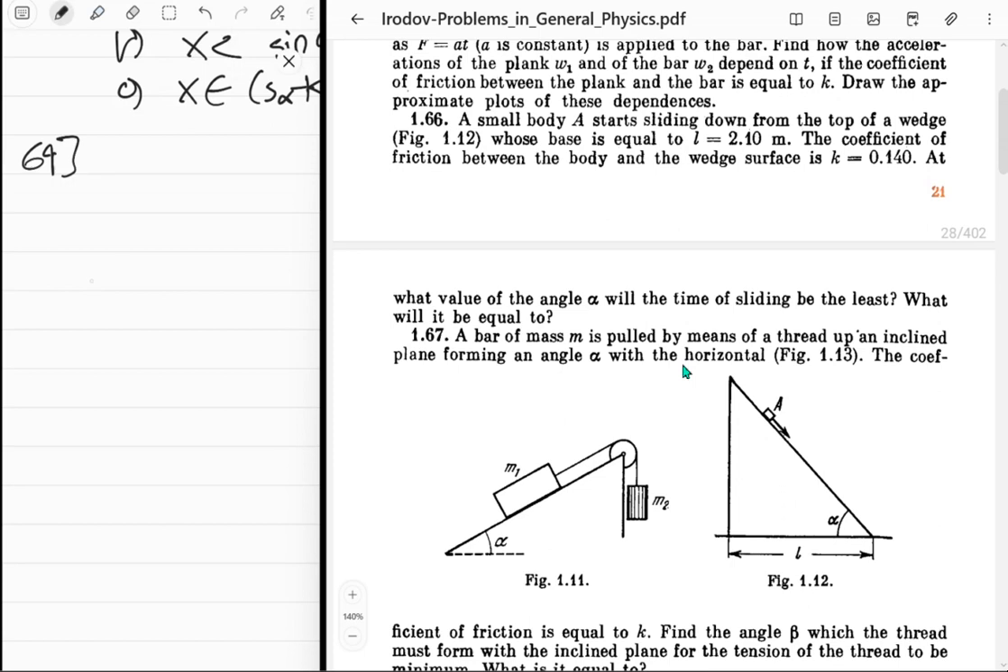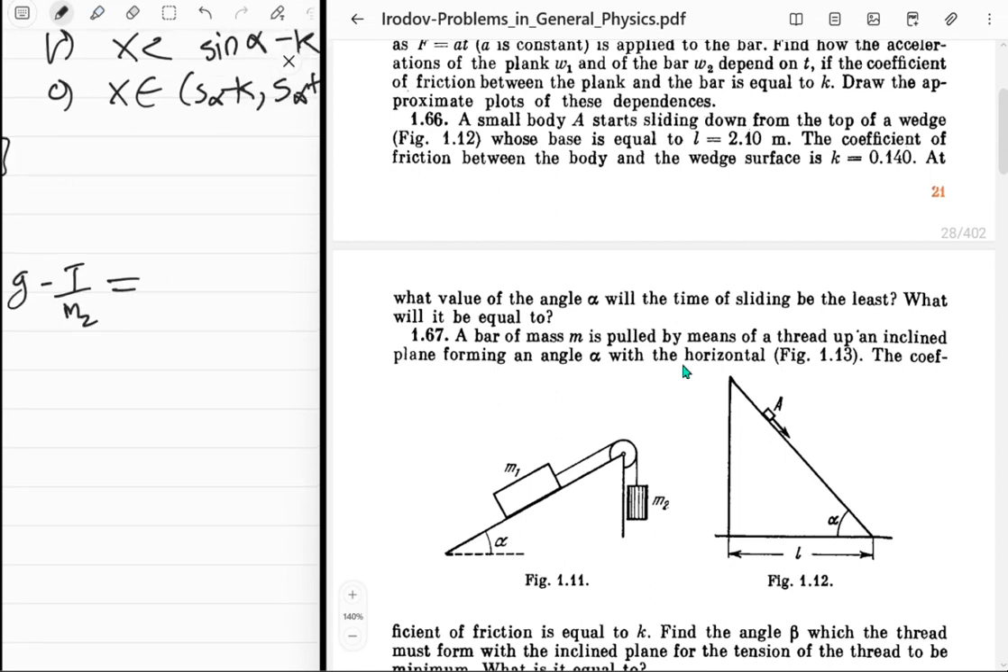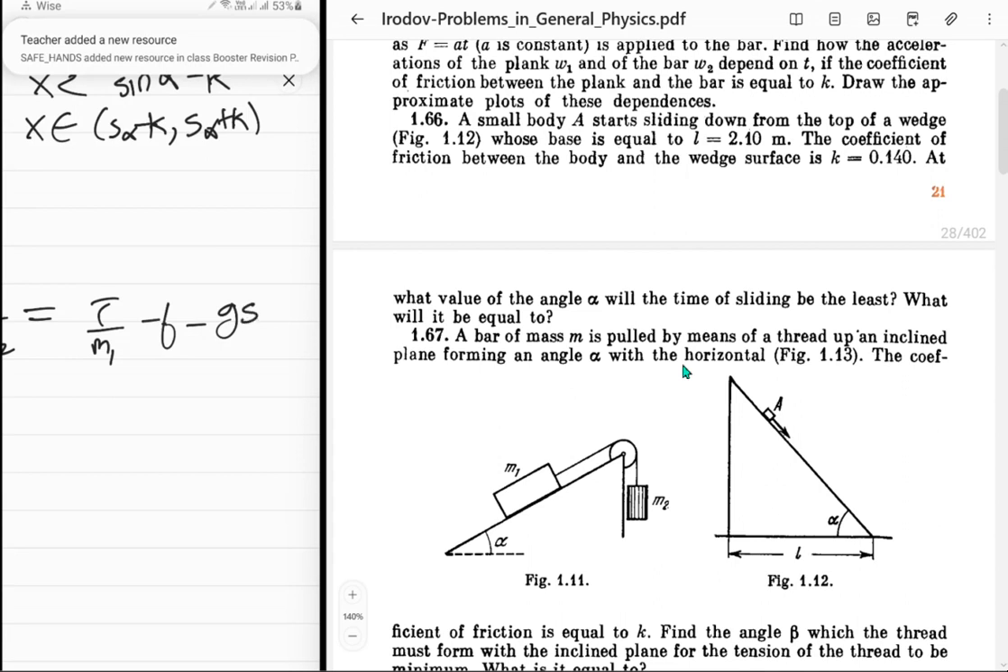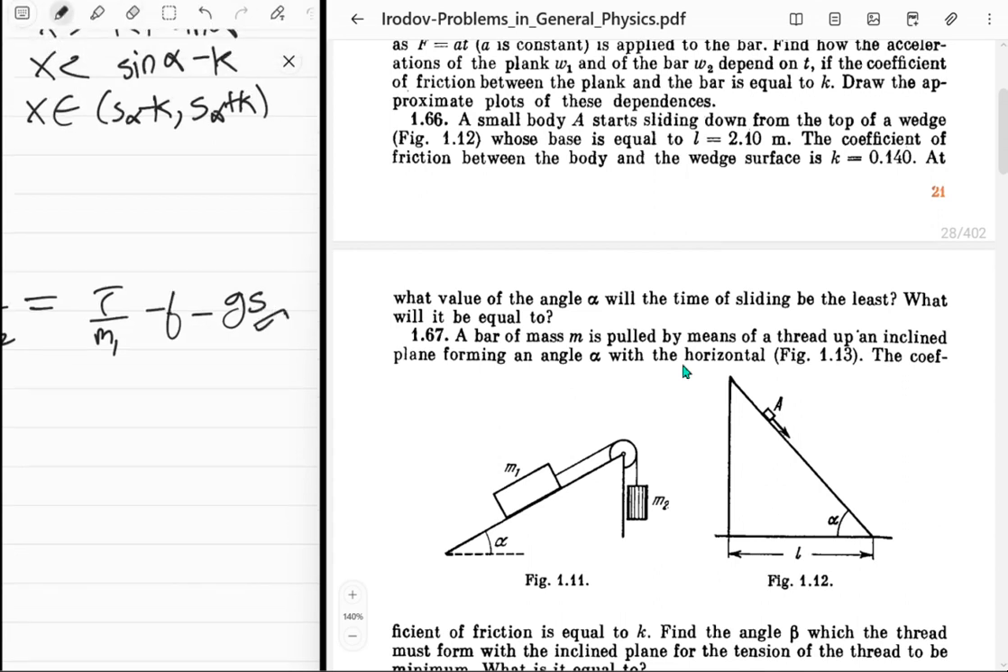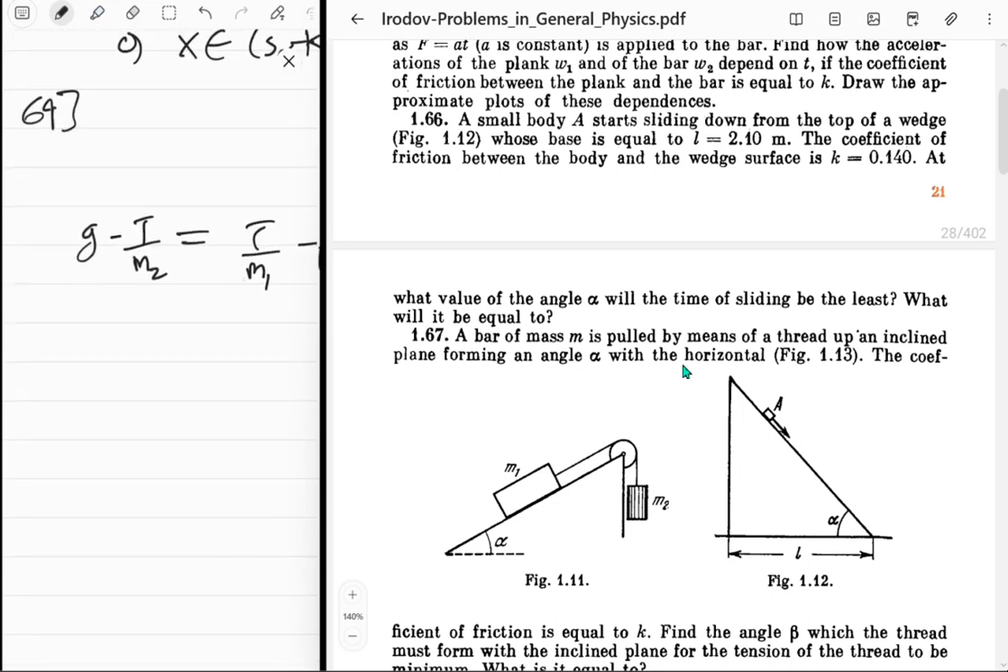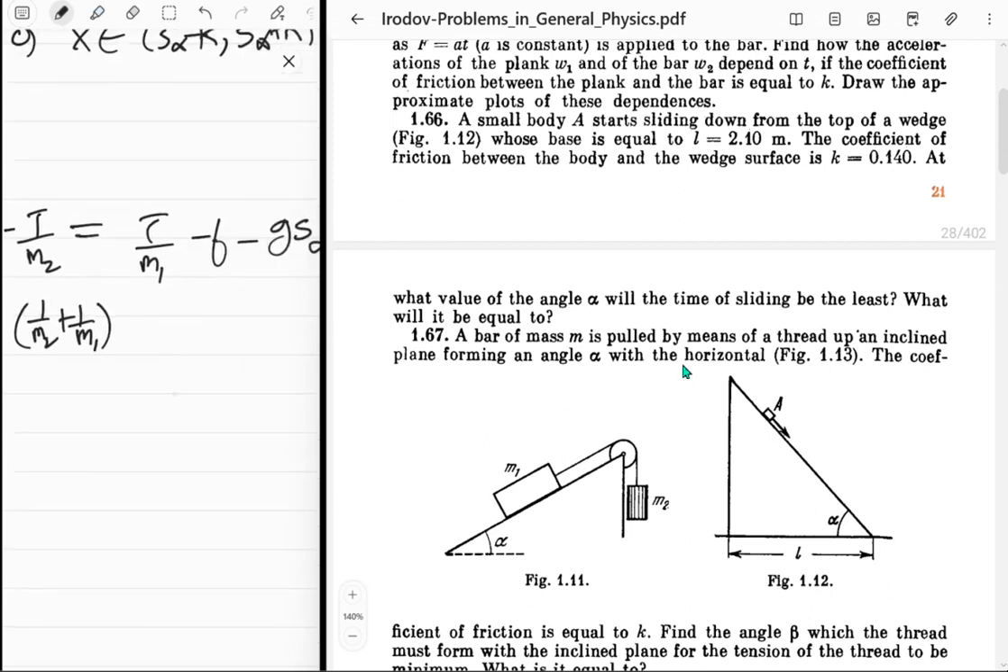So, okay, first of all, we had g minus T upon m2. That's equal to the one pulling it up, right? So it's like tension upon m1. And then the retarding forces, so minus friction acceleration, and minus g sine alpha. That should be doing it. And then that just means T into 1 upon m2 plus 1 upon m1 is equal to all that stuff.